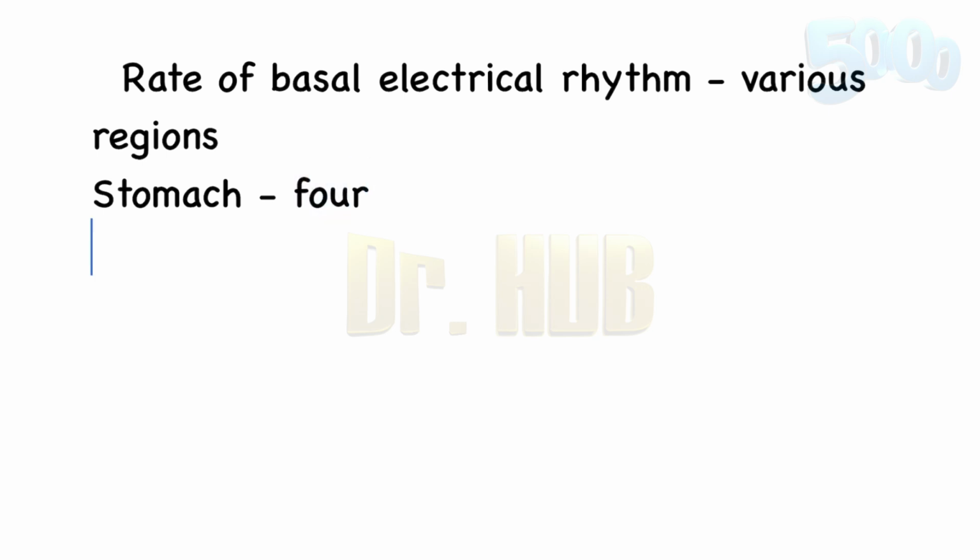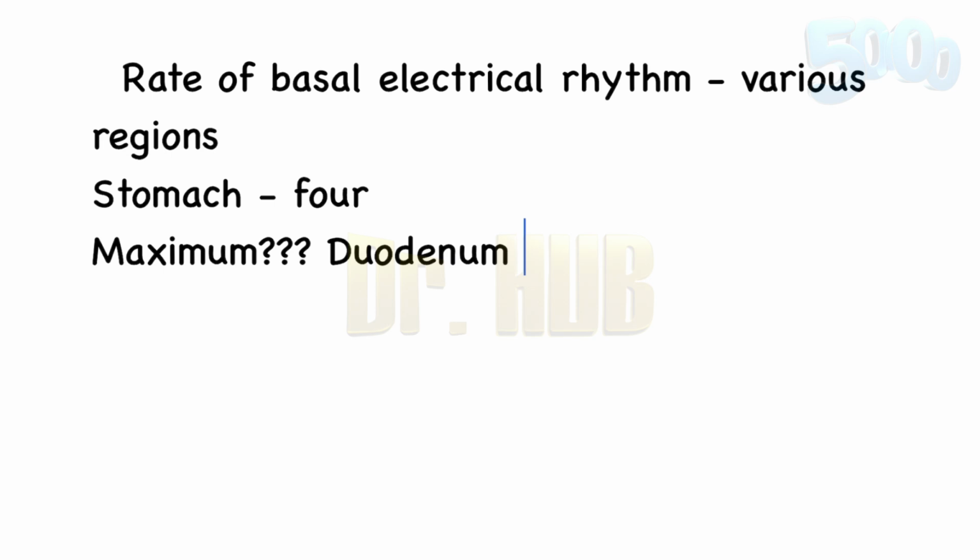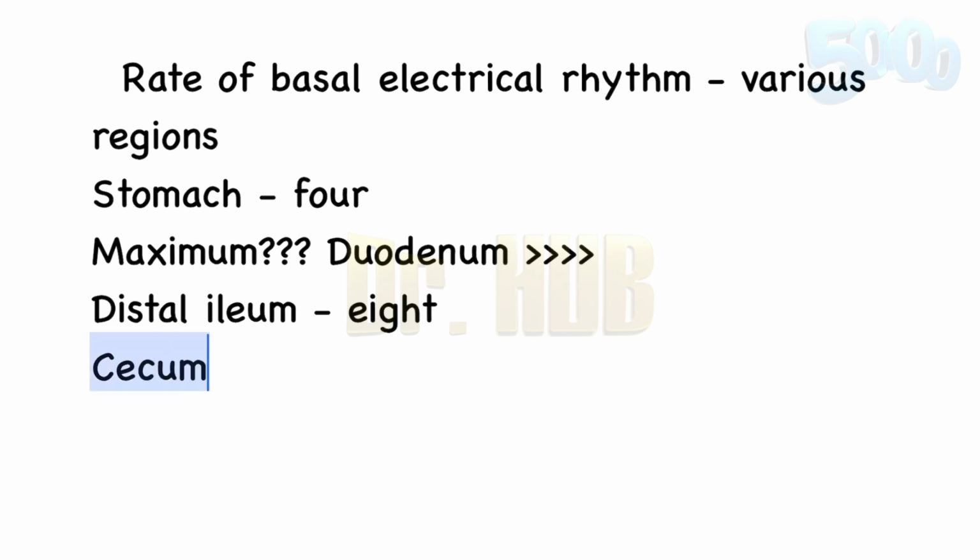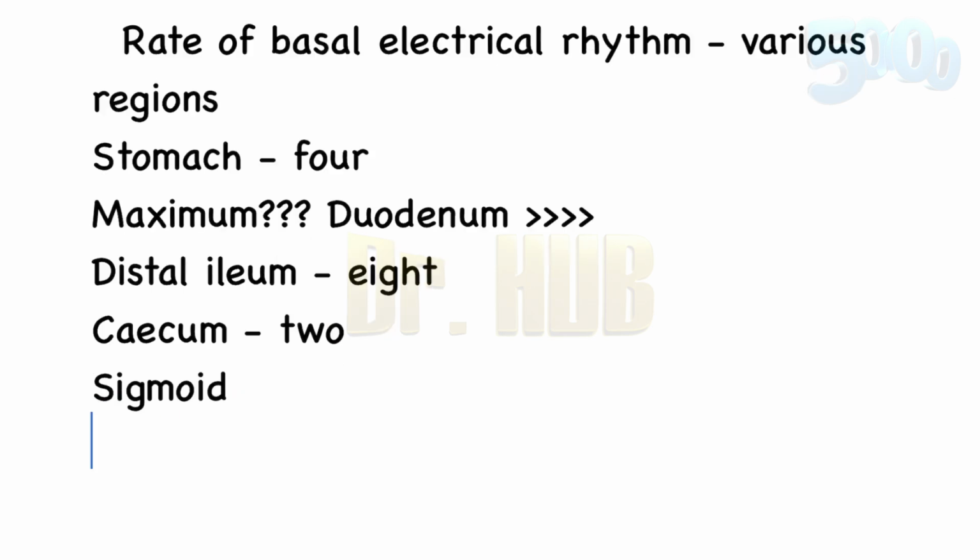So it is 4, and then comes the duodenum, the maximum. What we are discussing here will be the duodenum. The duodenum amounts to about 12. The rate of the basal electrical rhythm is about 12. And then comes the distal ileum. So what happens to the distal ileum? The distal ileum is about 8. And then the cecum. The cecum is about 2, and also the sigmoid. So what about the sigmoid? The sigmoid amounts to 6 per minute.